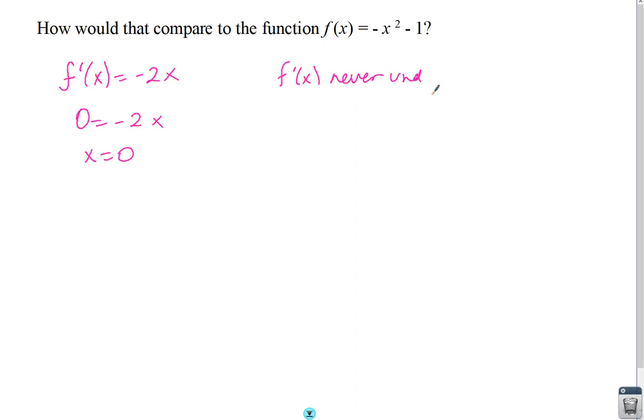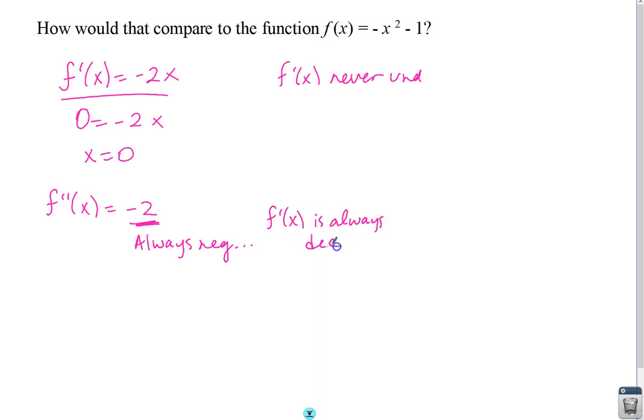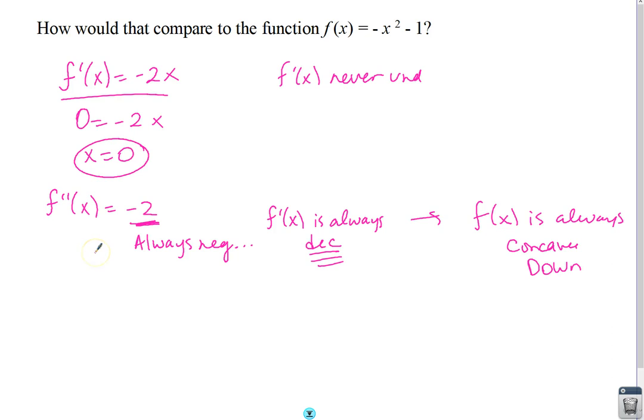Now I'm going to look at my second derivative. If this is my first derivative, my second derivative is going to be negative 2x. No, not negative 2x, just negative 2. My bad. So now my second derivative is always negative. That means f prime of x is always decreasing, but it also means f of x is always concave down. Well, if that's true, this is a critical number. I know that my function is always concave down, therefore this must locate a relative maximum.